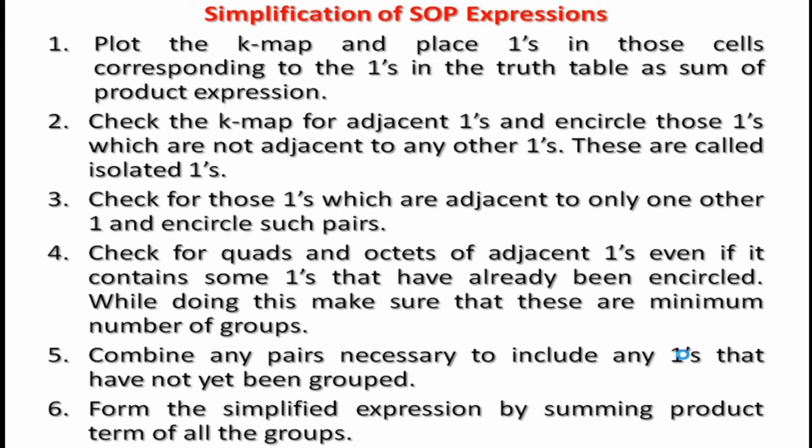You can check for a quad or octet. Quad stands for 4 ones and octet stands for 8 ones which are adjacent to each other. And then combine any pairs necessary to include any ones that have not yet been grouped. And finally, simplify the expression by summing the product terms of all the groups. So these are the steps for simplified expressions for SOP.